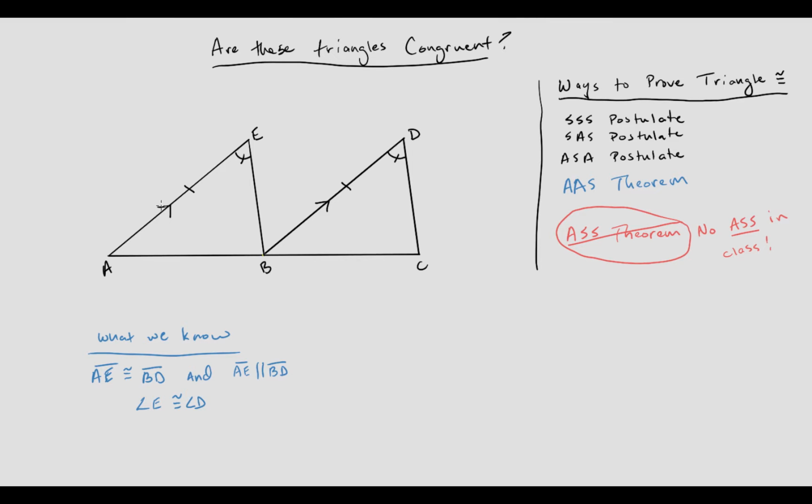And they did tell me that these two lines are parallel to each other. So why don't I look at those two parallel lines and a transversal and see if I can find anything else that's congruent? So I'm going to do that by highlighting here.